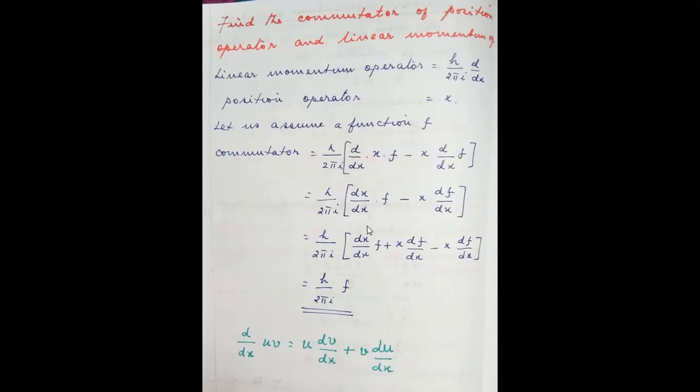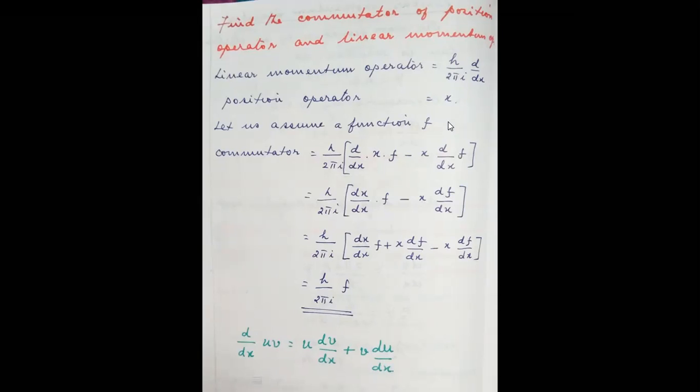Actually, this part of differentiation is done according to this equation. d by dx of uv is equal to u into dv by dx plus v into du by dx. So this is the commutator value. As the value is not equal to 0, these two operators do not commute.